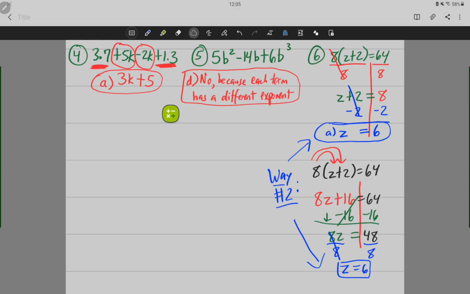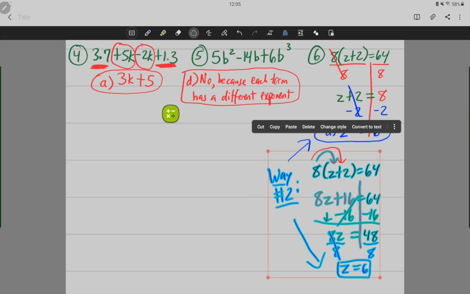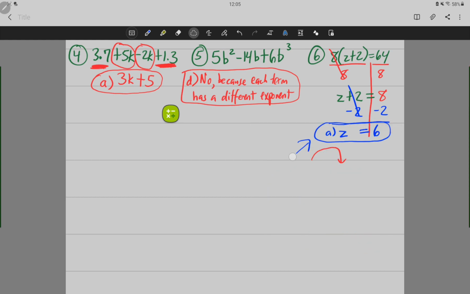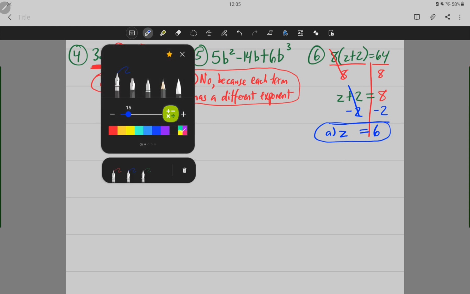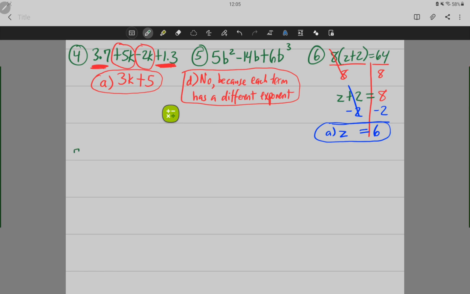So with that being said, I'll just erase this. This way we get back some more space on our screen. And move on to number 7. So number 7 says to find the perimeter of the figure below. Now it may be a while since you have seen perimeter, but it means just to add up the sides. The hint also tells you fill in all 4 sides and then combine the like terms.